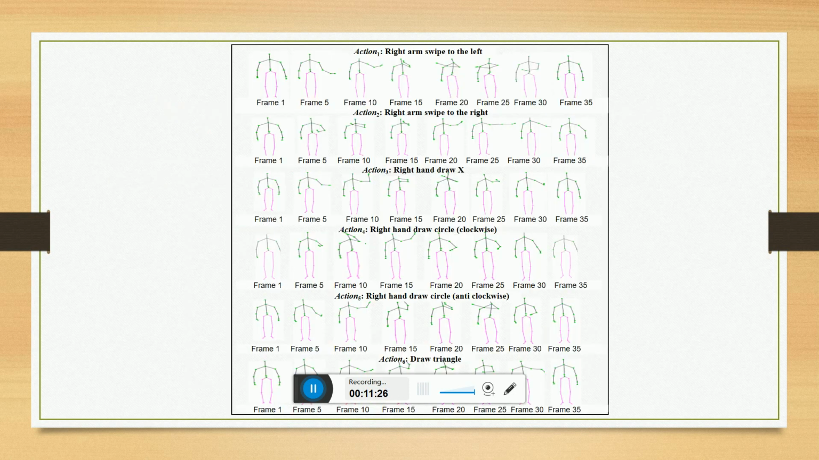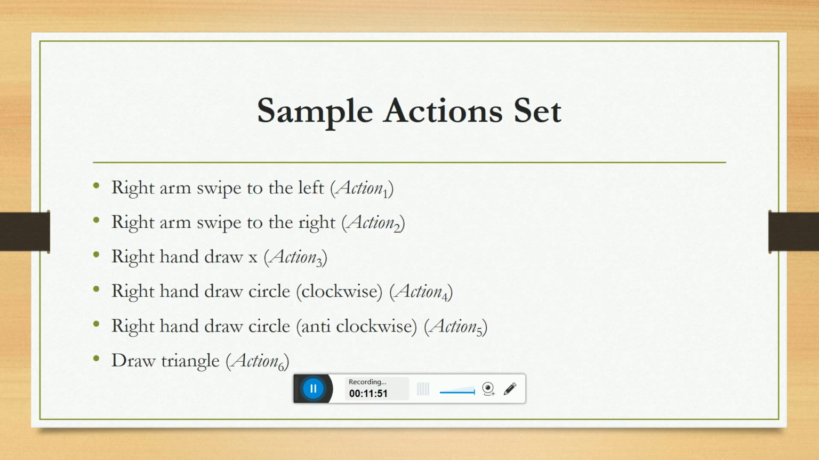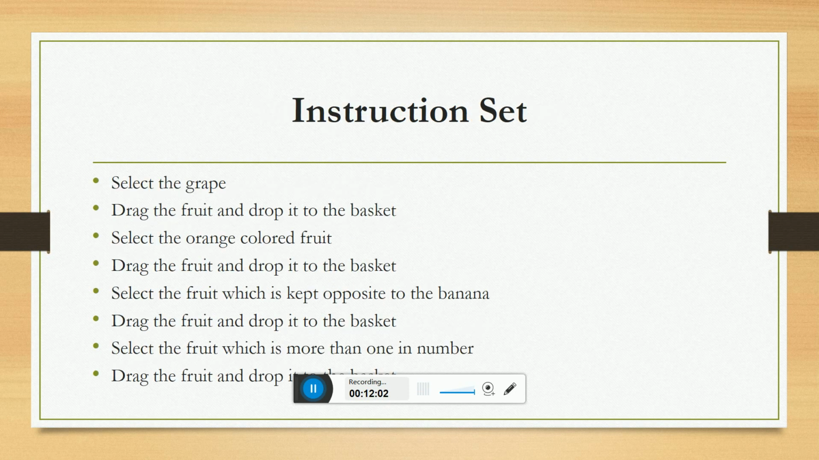The 6 actions: right arm swipe to the left, right arm swipe to the right, right hand draw X, right hand draw circle, right hand draw circle anti-clockwise, and draw triangle. These 4 actions have been considered by us for playing the game. The skeletons are shown in the figure here for the corresponding actions. Here the first one is action 1, the second action is denoted as action 2. Now what are the instruction sets?